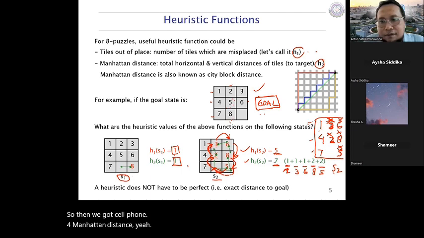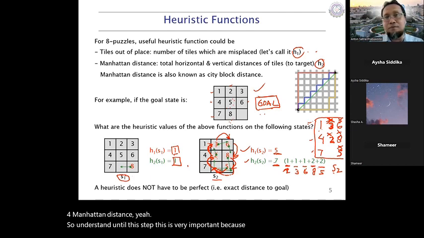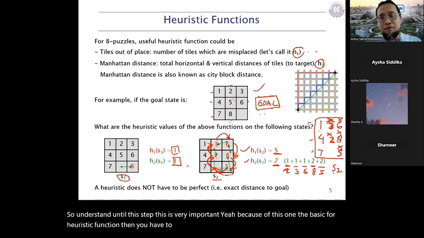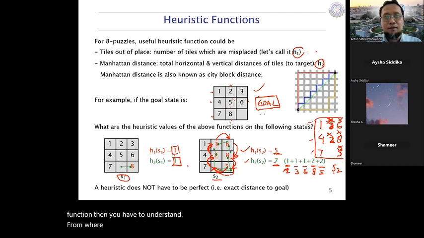So understand until this step. This is very important because it is the basis for the heuristic function. You have to understand where we find H1 and also H2.